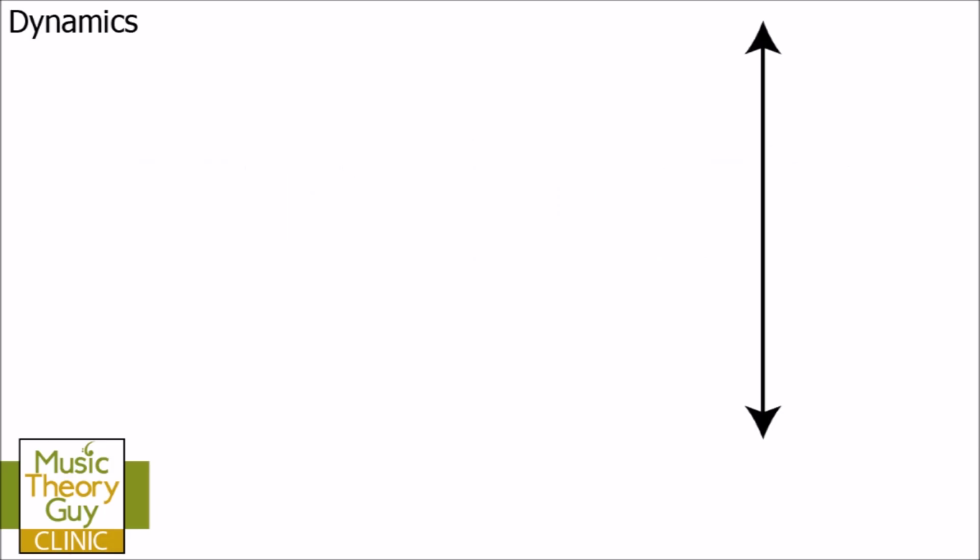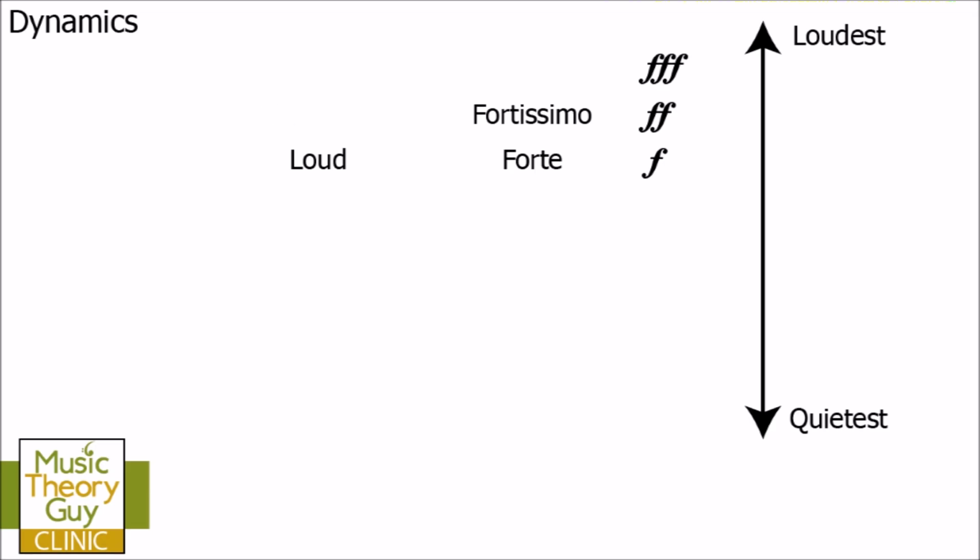So here's a sliding scale. I'm going to put the loudest dynamics at the top and the quietest at the bottom. Here's an F, here's a double F, and here's a triple F. Now they're at the loudest end of our sliding scale. The F is short for forte, which means loud. FF means fortissimo, which means play very loud. Now normally you would only come across forte or fortissimo, but occasionally you come across this triple F, and that means fortississimo, which means very, very loud.